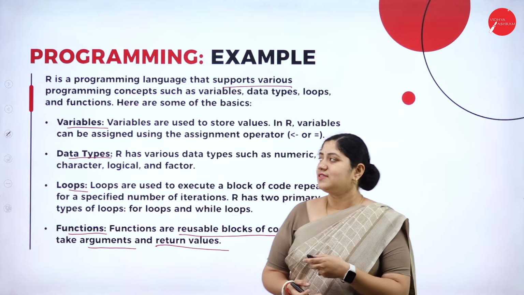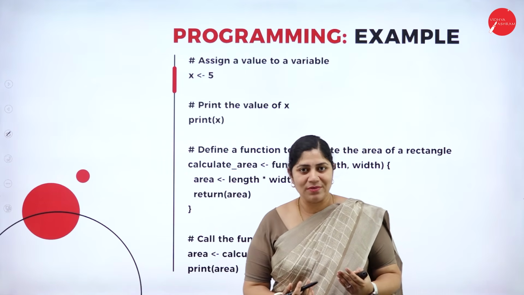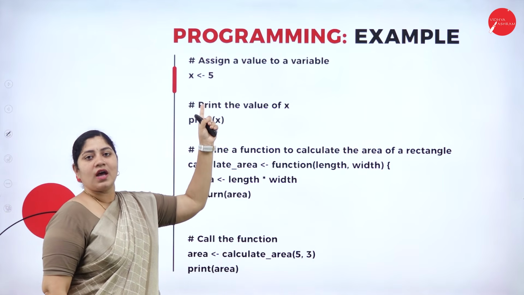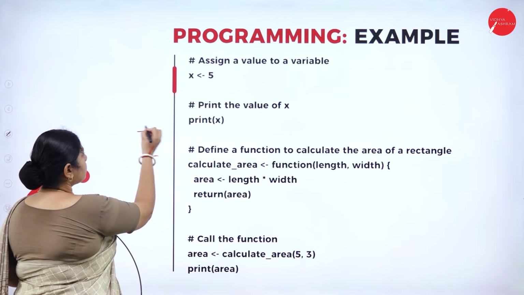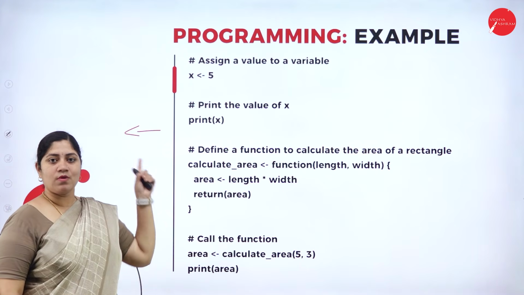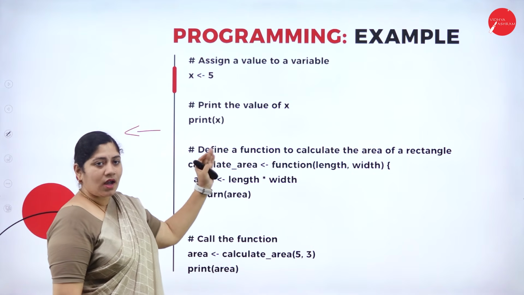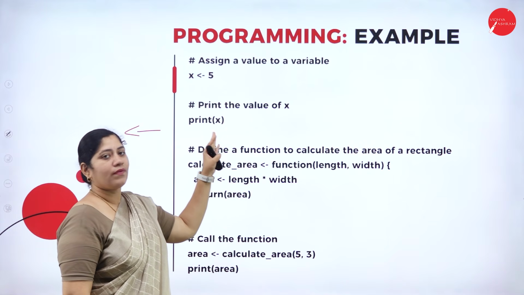Up next, let's see an example of simple programming. Programming in R starts with the assignment value. What is the assignment operator that we use? Arrow marks. We are assigning a value inside a variable. Done. Now, if I want to print a value, I'll be using a simple keyword, print of x.